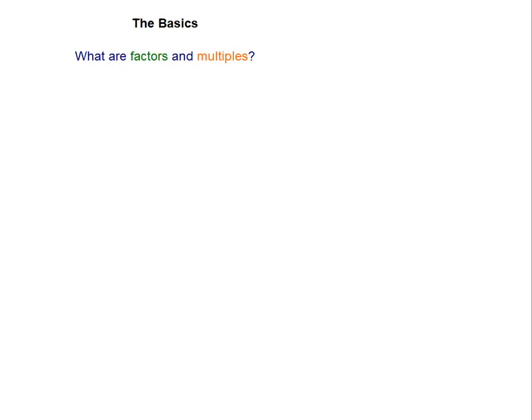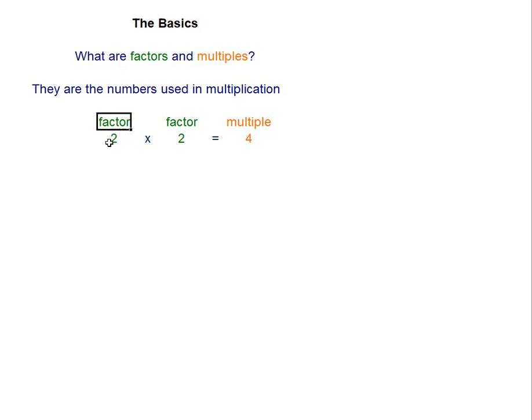Well, they're factors and multiples. And what are factors and multiples? They're the simple building blocks of multiplication. So if we take a factor of 2 and multiply it by another factor of 2, we end up with a multiple of 4.